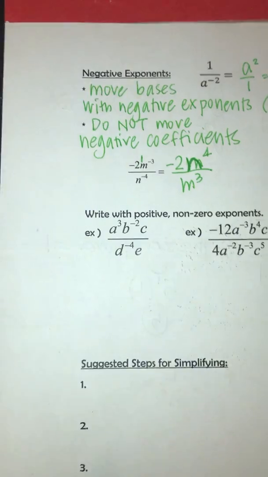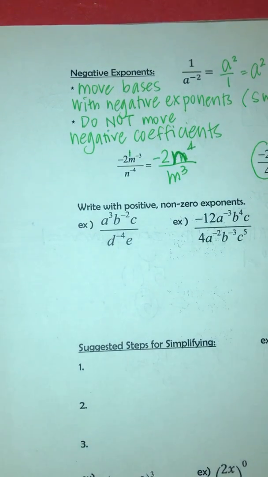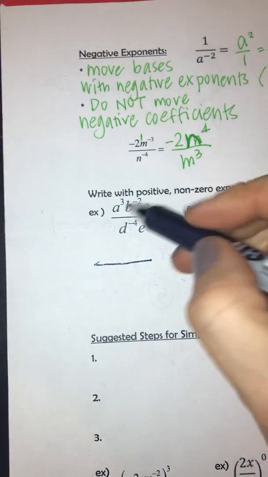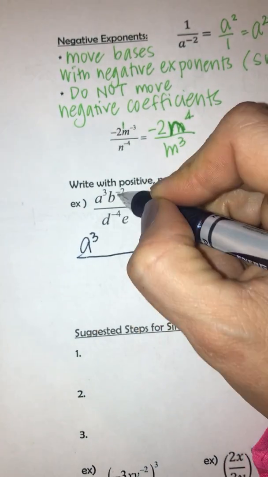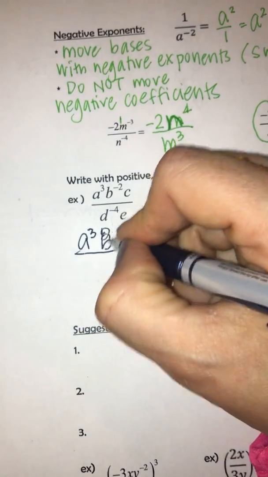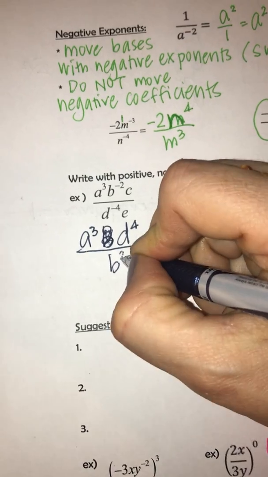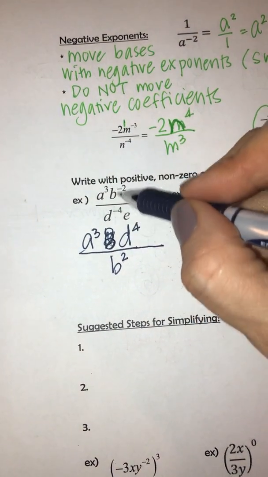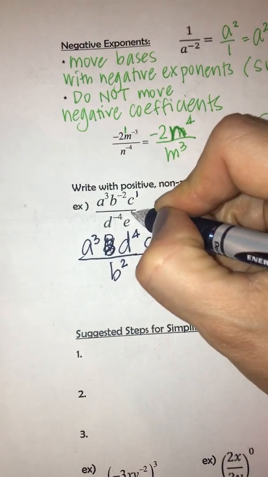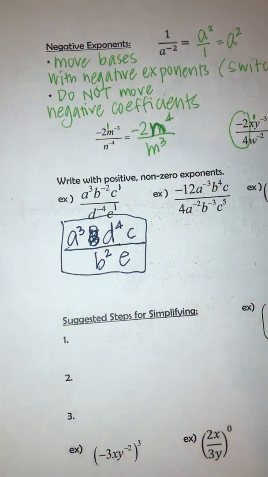All right, so looking at this next one, we have only some negative exponents. So a to the 3rd is fine. The b's and d's both have negative exponents, so I need to switch their position. Whoops, I keep doing that, sorry. So d to the 4th is going to move up, and b to the 2nd is going to move down. So they're going to switch positions. But then the c and e don't have exponents. They really have an exponent of 1, so they don't need to move. So we leave them like that.